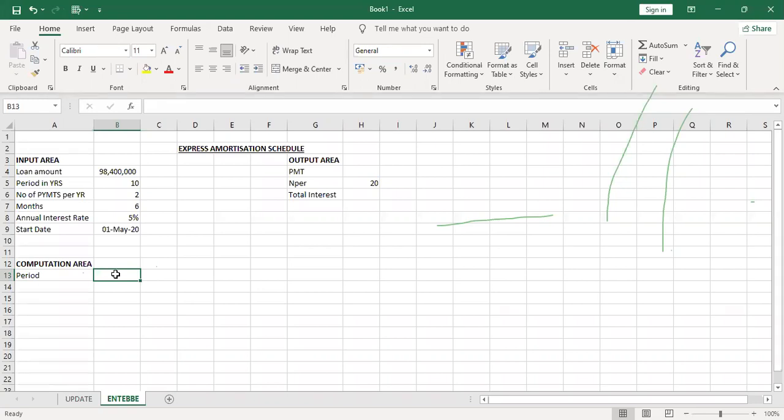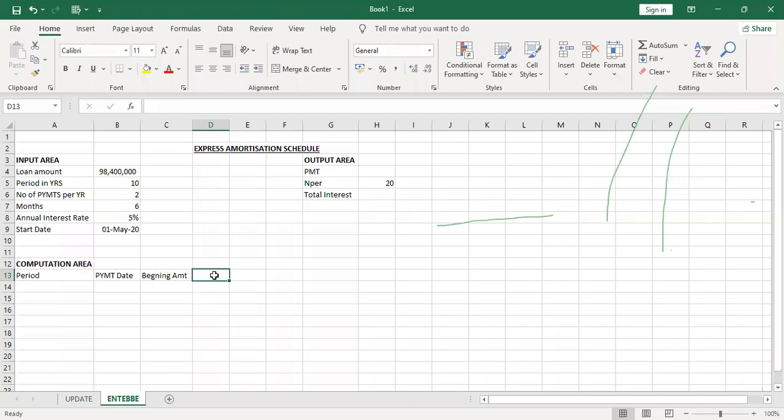In cell A13 type period, then in cell B13 type payment date, then in cell C13 type beginning amount, then in cell D13 type PMT. PMT is the periodical payment. When you borrow money, you pay back the principal and the interest. That periodical payment you are going to make is what we call the PMT.